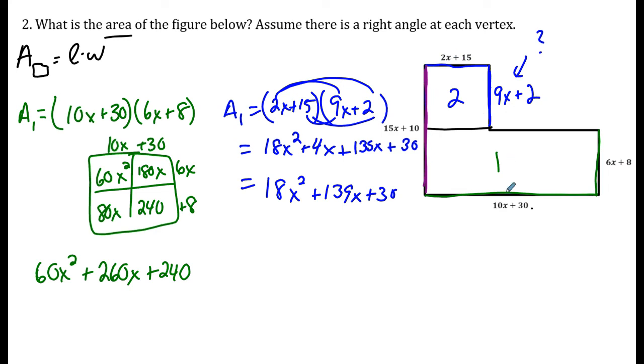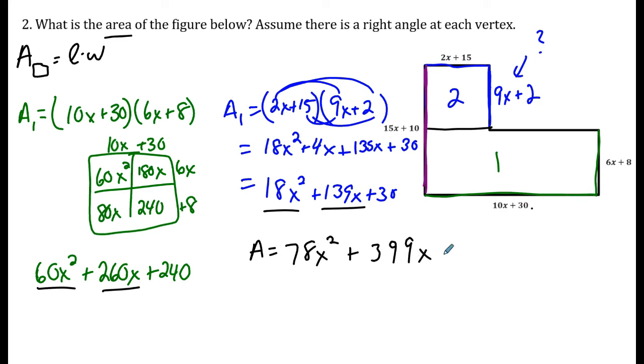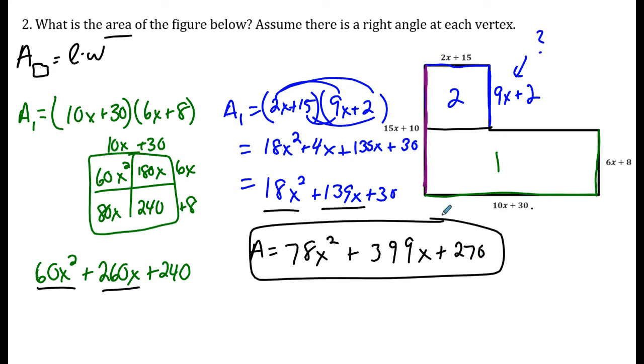Okay, but the problem did not say find the area of rectangle 1 and rectangle 2. It said find the area of the entire figure. Well, what should I do with my two areas now? I need to add them together. So I need to do 1 plus 2. So how many x squareds do I have? There's 78 of them. How many x's do I have? Oh boy, 3-digit addition. I can handle this. 399x. Plus, I know you just used your calculator, that's okay, plus 270. So that expression there represents the area of the entire figure, 78x squared plus 399x plus 270.